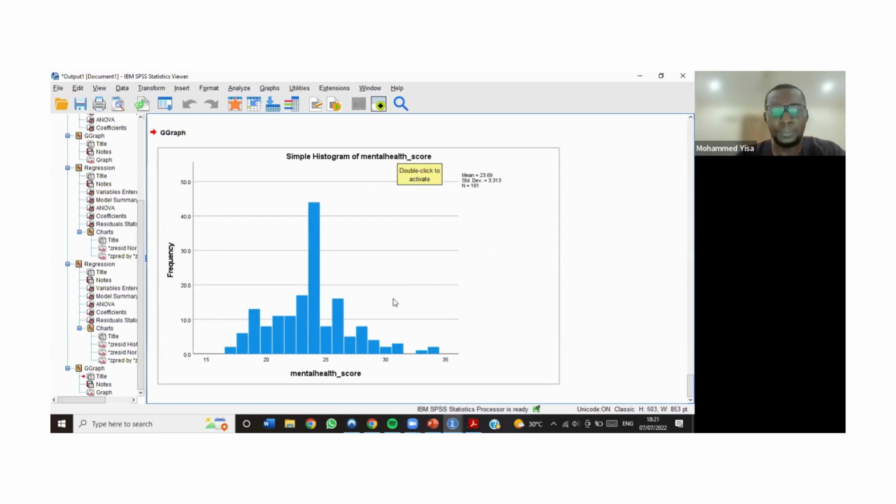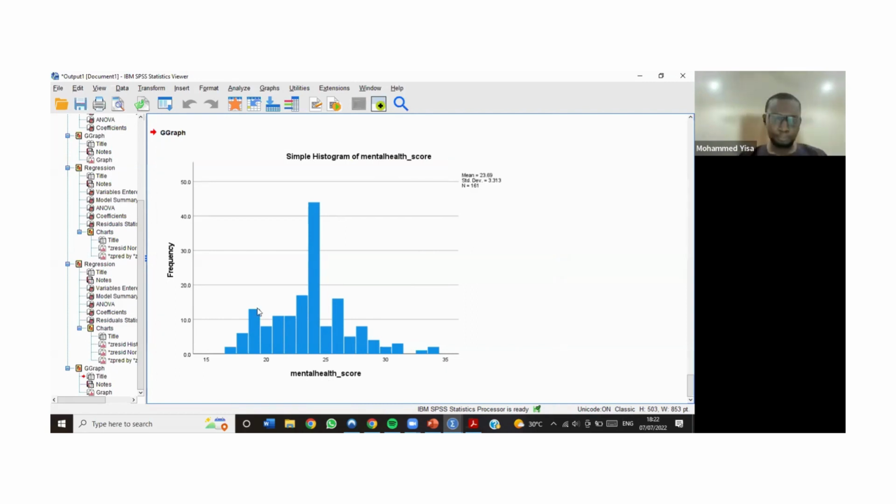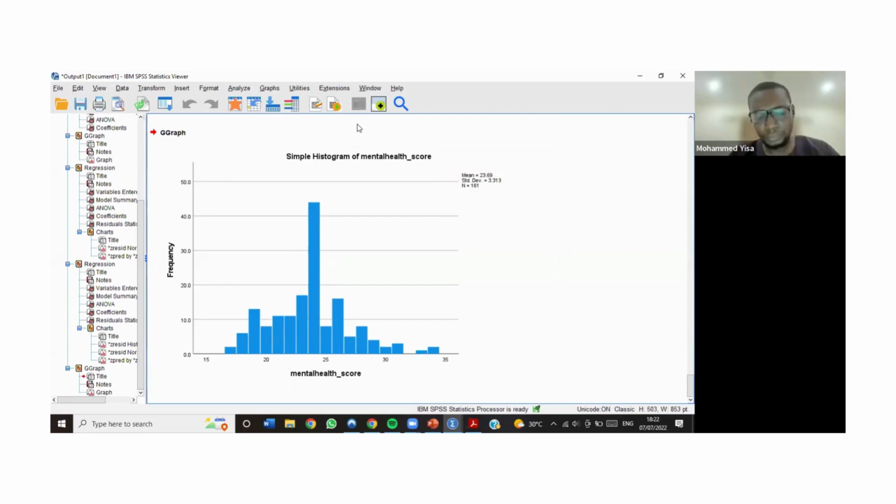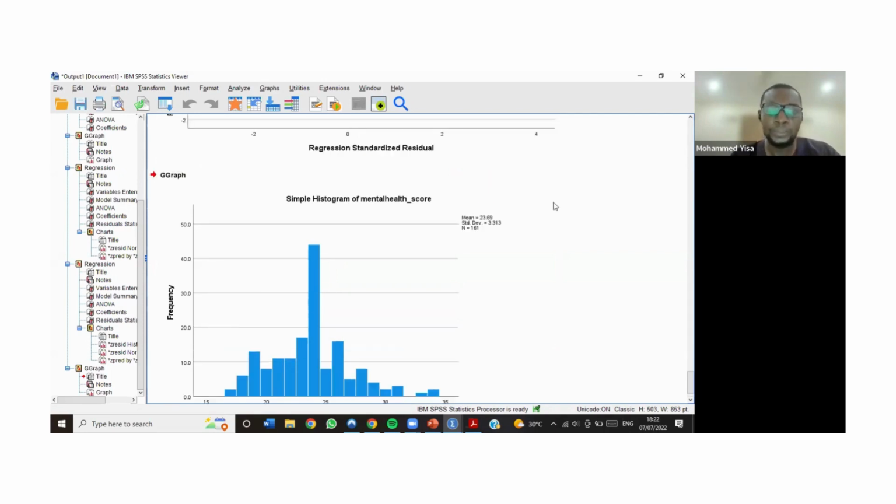Some things can be done if, for example, this mental health score was not normally distributed, depending on the kind of variable you are looking at. Sometimes we do transformations on the variable, like we can decide to square it and see if it's going to give us a normal distribution. We can take the square root, we can take the logarithm and all that, but I guess that might be discussed in class subsequently, and in a subsequent practical session, we can also do that.